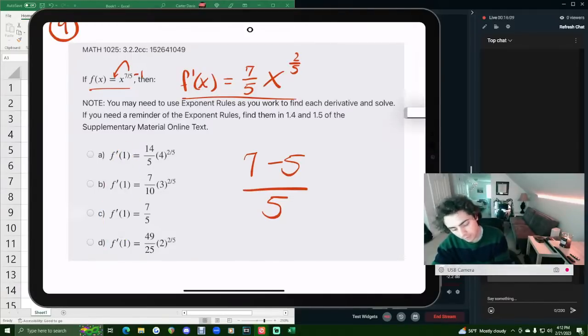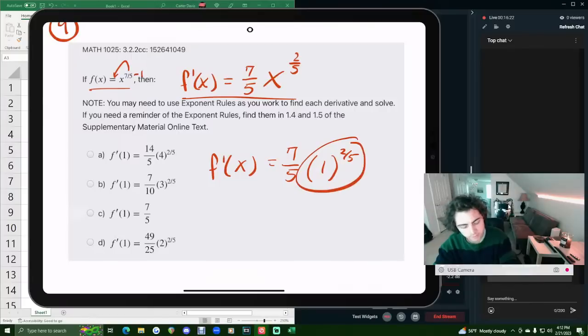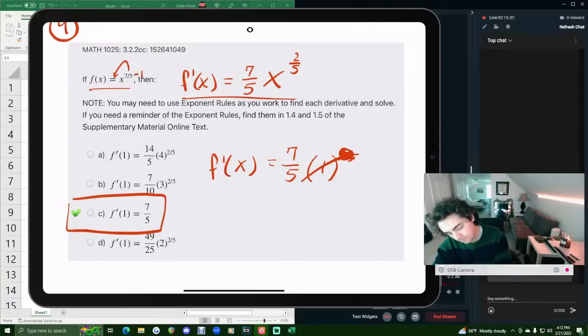So they want f prime at 1, so we just plug in 1 in place of x. When we plug in 1 for x, we get 1 to the 2/5 there. 1 raised to any exponent is equal to 1. And then 7/5 times 1 is just 7/5. So C is our answer here.